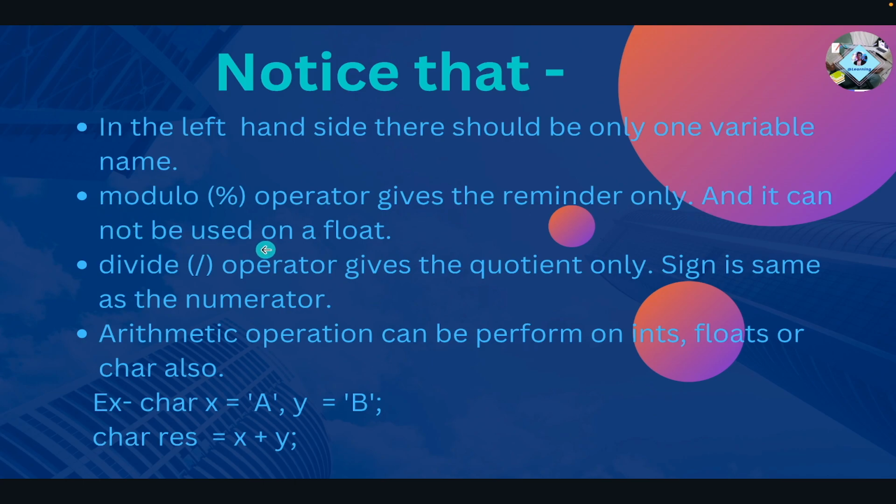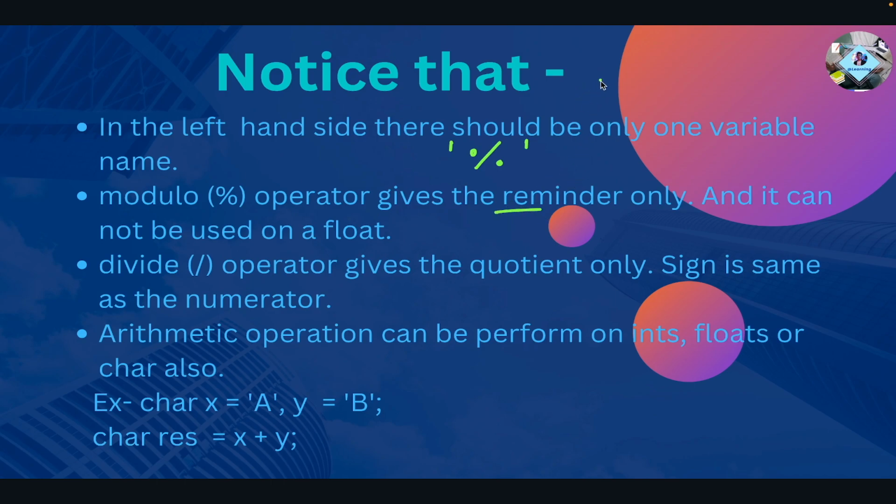Then the modulo operator gives the remainder only, and it cannot be used on float. So the modulo operator should be used on integers, right? So what is modulo? We know the percentage sign in mathematics, right? So this is known as the modulo operator in C. What is the functionality of it? It gives the remainder. So let me show you.